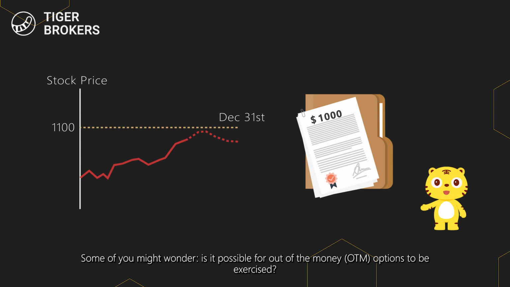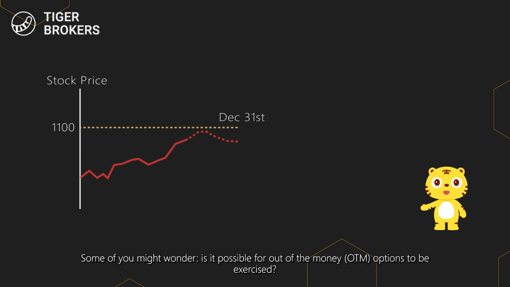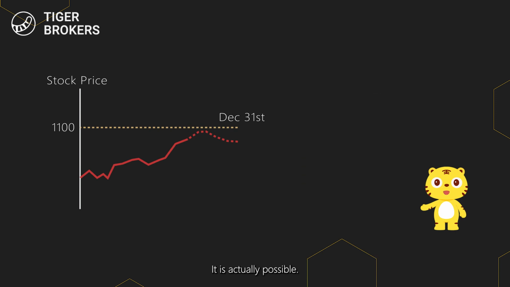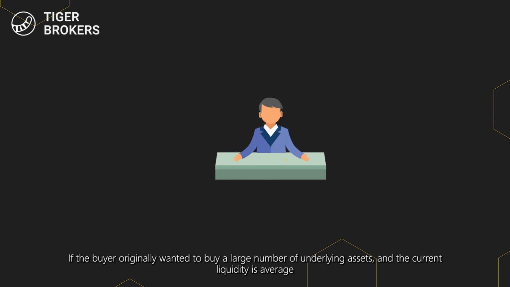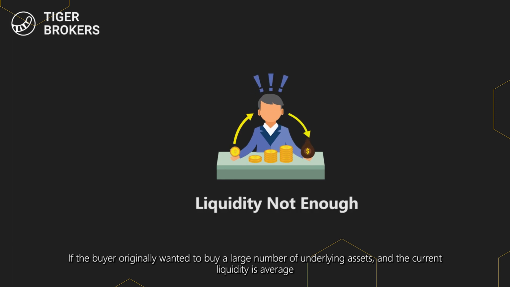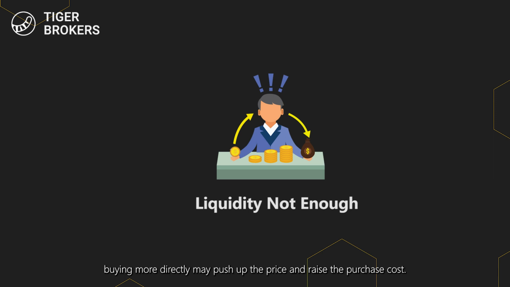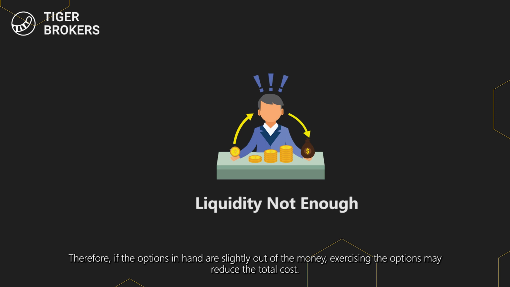Some of you might wonder, is it possible for out-of-the-money options to be exercised? It is actually possible. If the buyer originally wanted to buy a large number of underlying assets and the current liquidity is average, buying more directly may push up the price and raise the purchase cost. Therefore, if the options in hand are slightly out of the money, exercising the options may reduce the total cost.